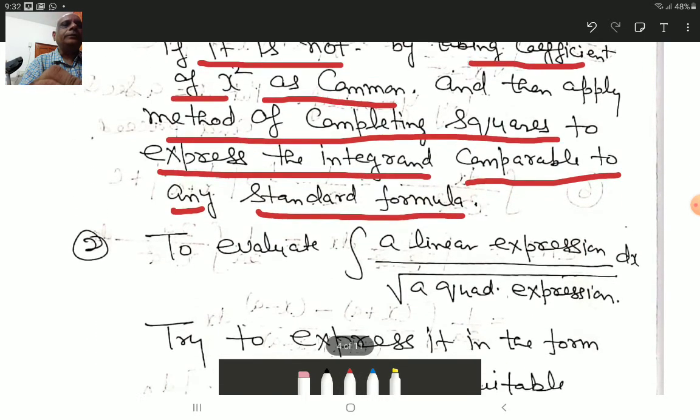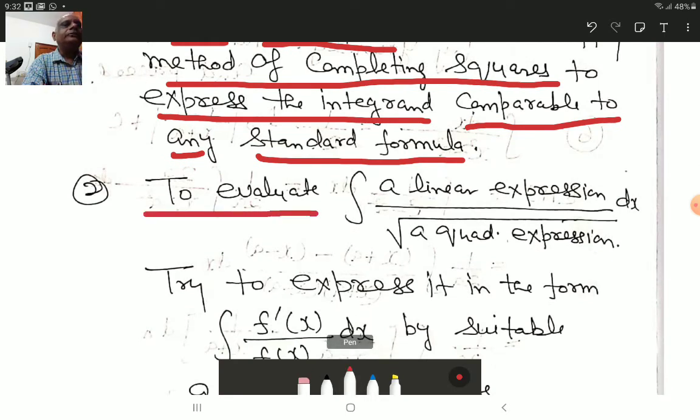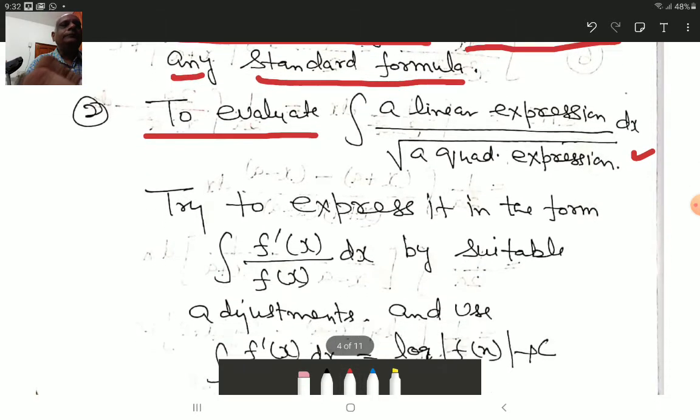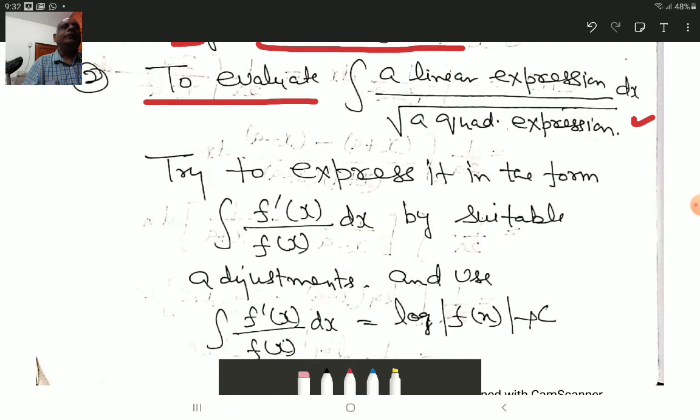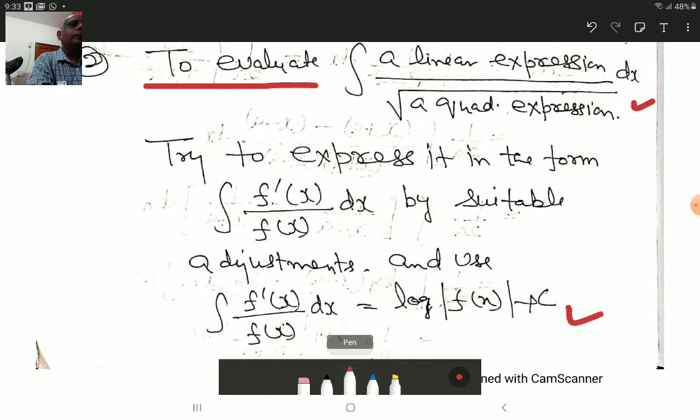Next point to be kept in mind is to evaluate integration of a linear expression upon square root of a quadratic expression dx. You know derivative of a quadratic is linear. So we will try to apply this formula, this theorem you can say, which we have done in exercise 7.2. Integration of f dash x upon fx dx is equal to log of fx plus c. We will try to apply this formula. First of all, we will try to express the given integrand in this form and then we will apply this formula. I will illustrate it by giving suitable examples in pages ahead.